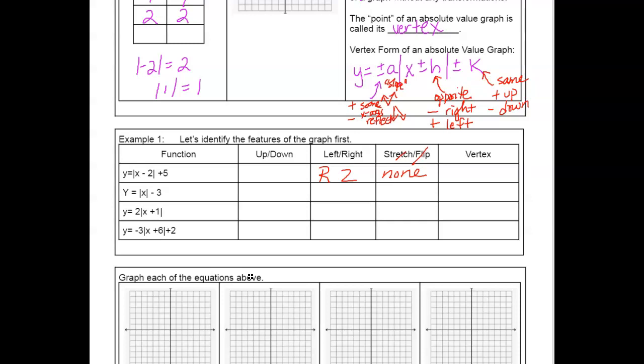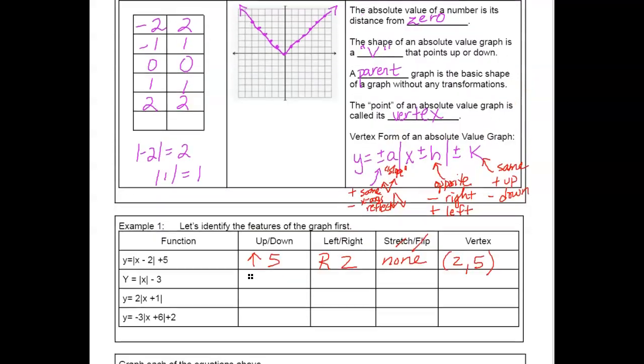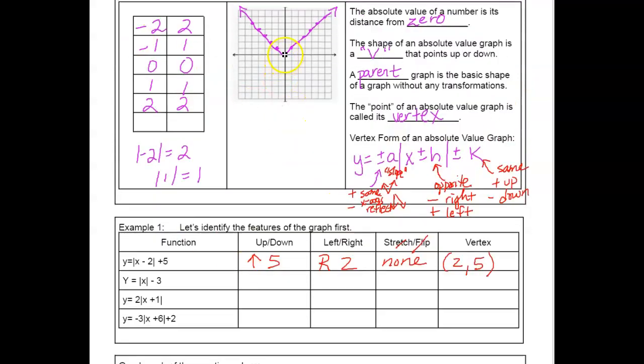It says it's plus, we're going to go up 5. And so that actually becomes our vertex. So we went to the right 2 and we went up 5. And then we could graph that. All right. Notice on the original graph, the slope is like 1. So we went to the right 1, up 1, right 1, up 1.